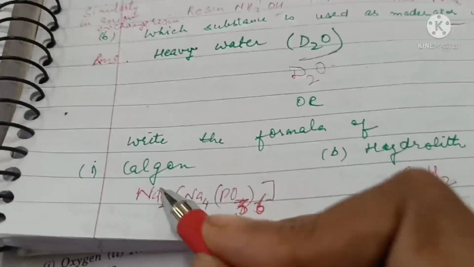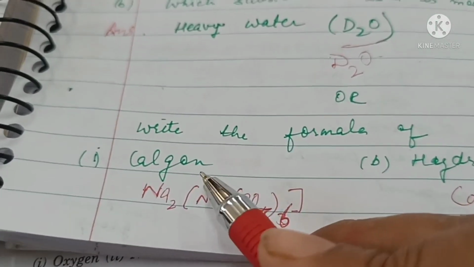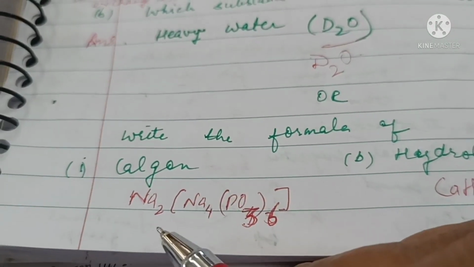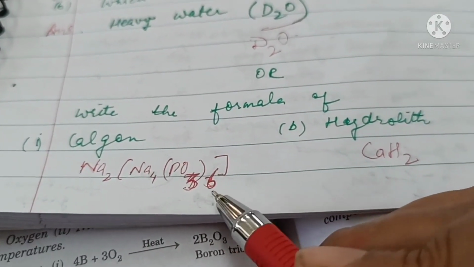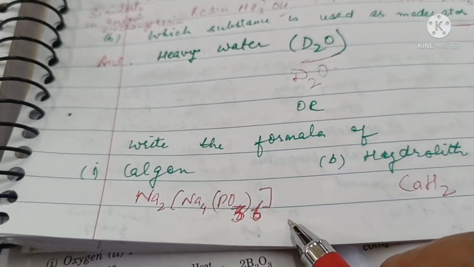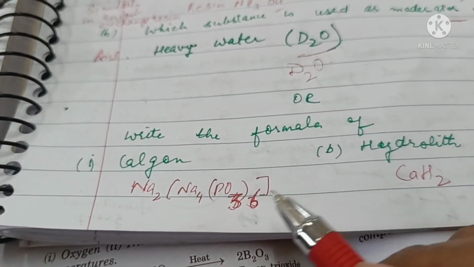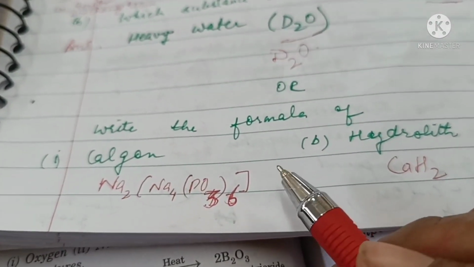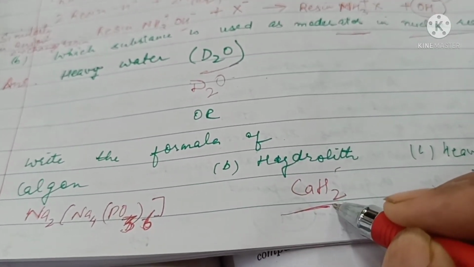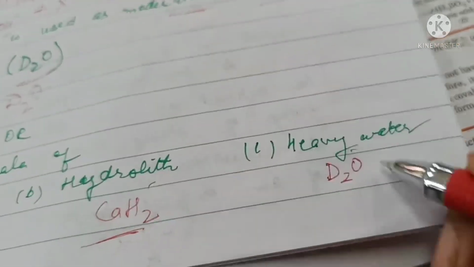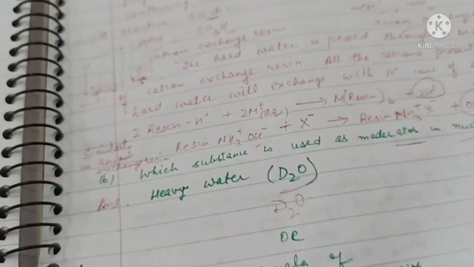Write the formula of calgon. Calgon is a compound Na2[Na4(PO3)6], which is used in treating hard water and converting it into soft water. Hydrolith is calcium hydride, CaH2, and heavy water is D2O.